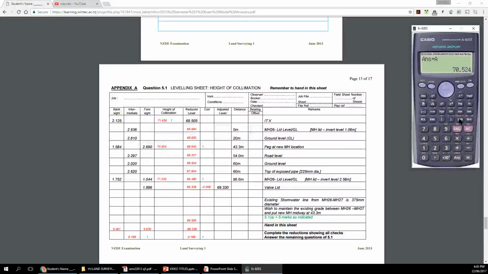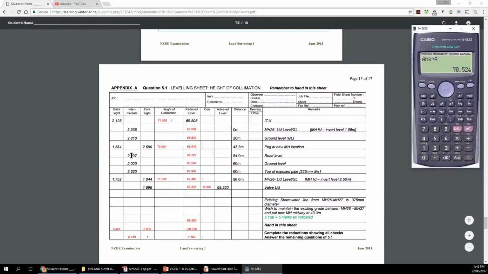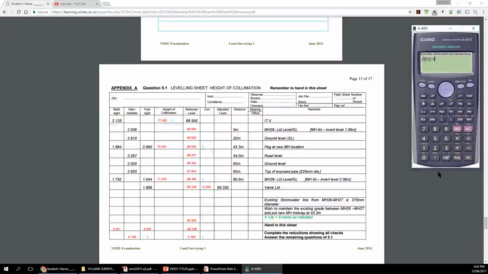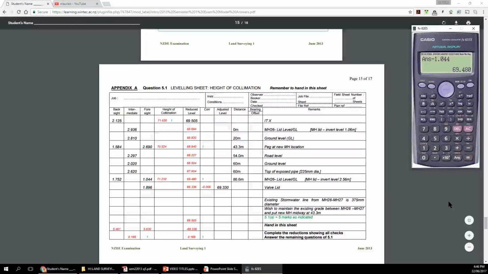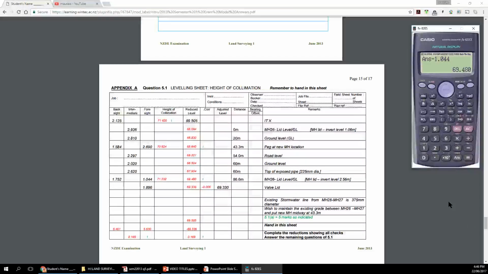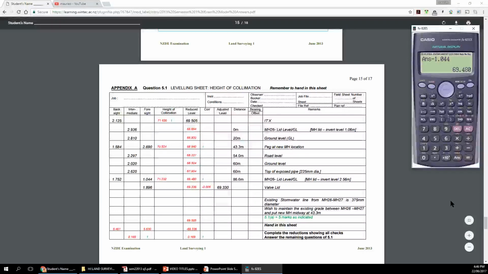Okay, and then we start taking away from that. So that's 2.297 is taken away, 2.620, and the 1.044. So I'll just do that one. Minus 1.044 equals, and that'll give us 69.480, like so.